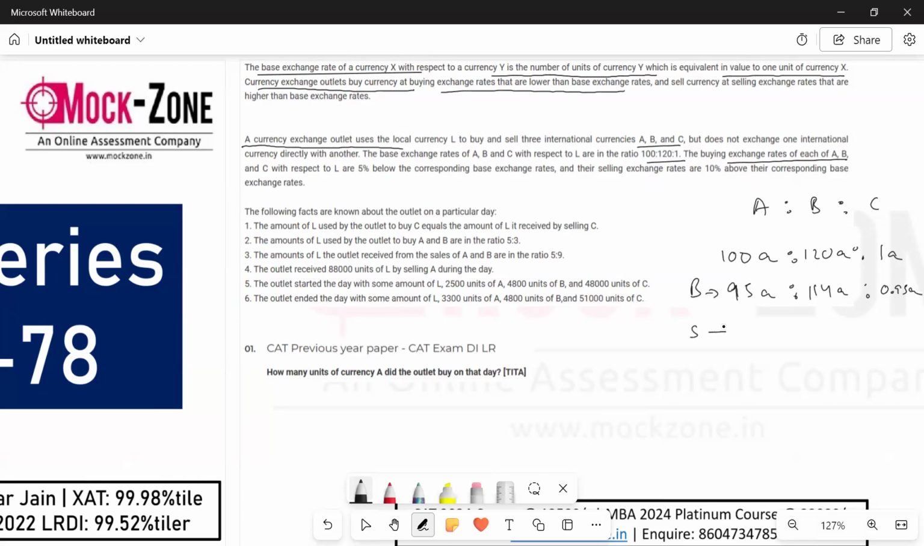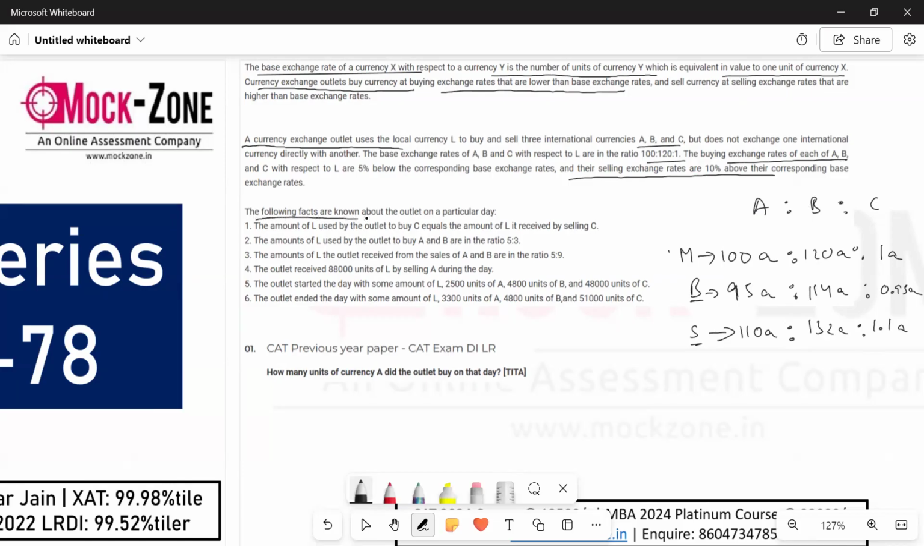and their selling rates are 10% above their corresponding base rates. So selling rates would be 110A, 10% above the base price. Let's say the base price is the market price. So market price is this, the buying price is this, and the selling price would be 110A is to 132A is to 145.2A. This will be the selling price of the currency A, B, and C respectively.